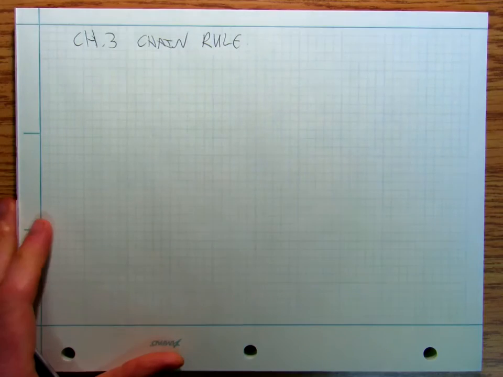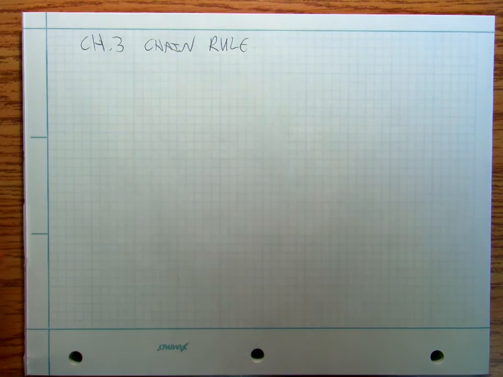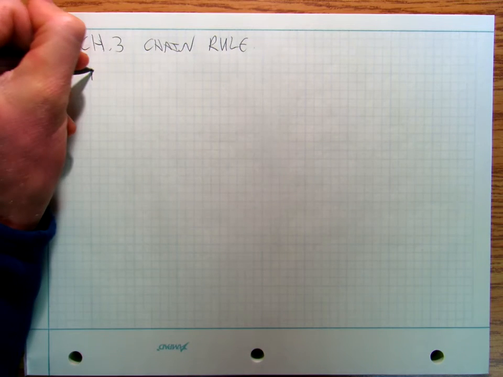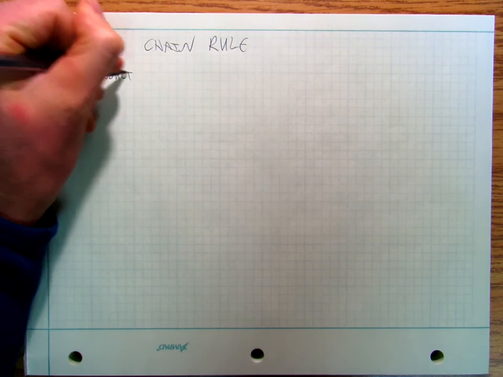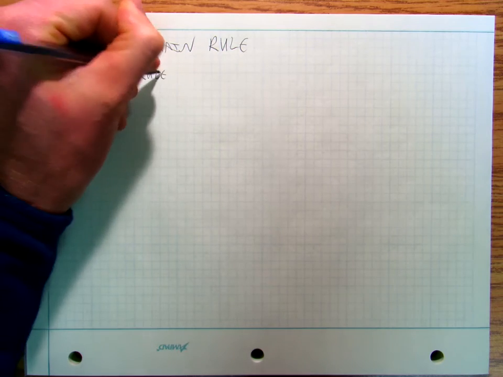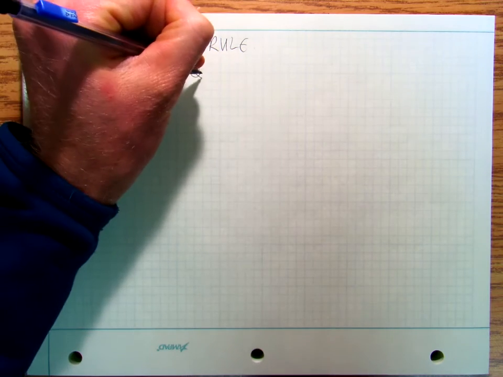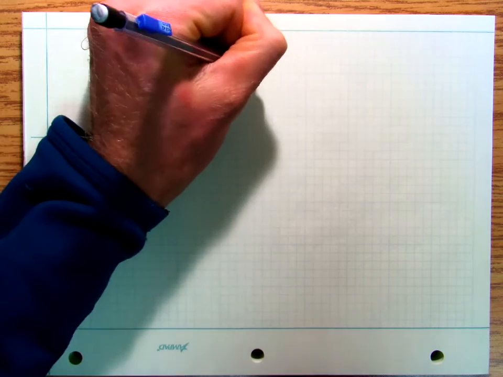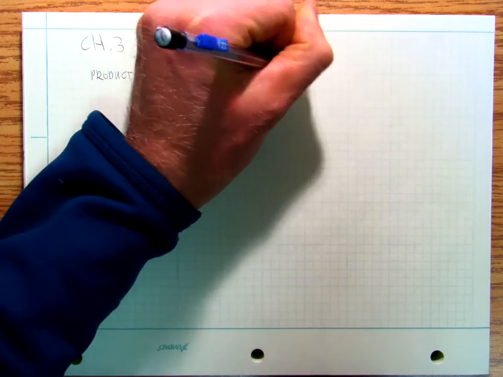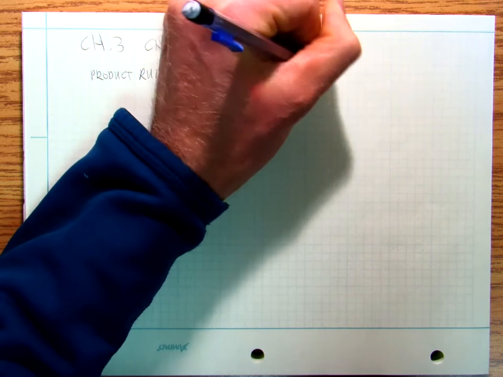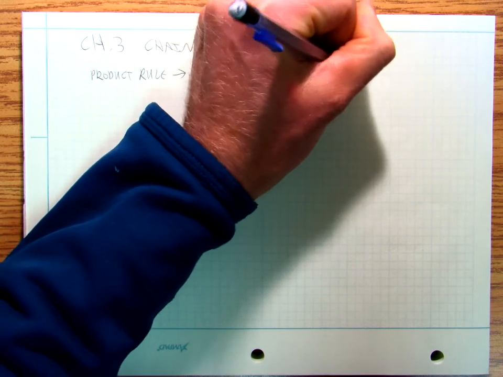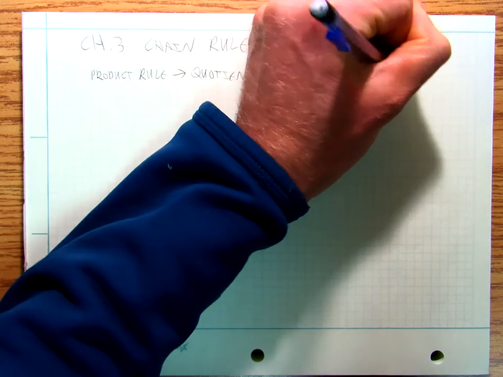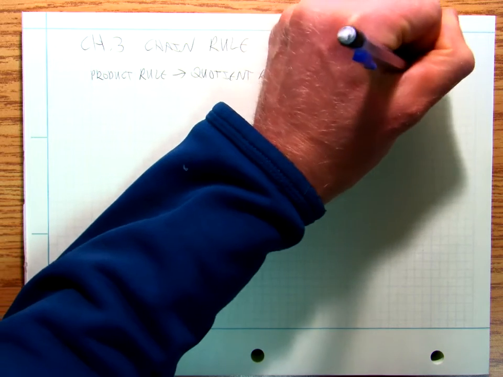Okay, so in the textbook that I'm using for this class, they go product rule, quotient rule, chain rule, trig rules.